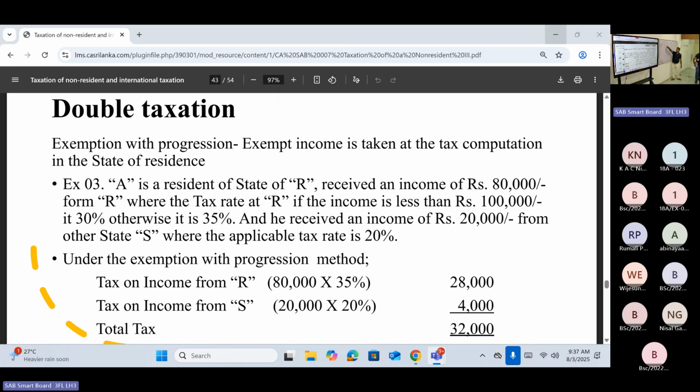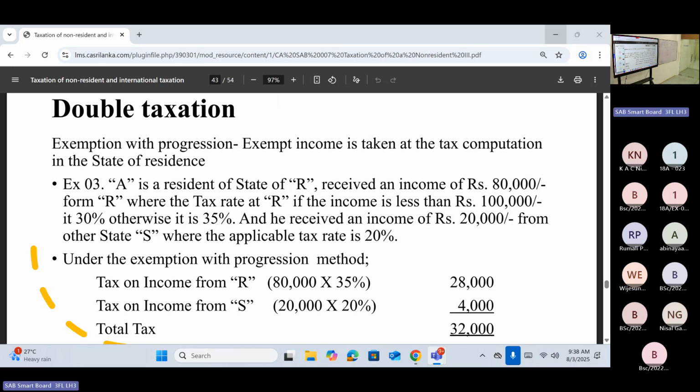Right? We are not taxing this 20,000, but to determine the tax rate, we consider that income. Only to determine the tax rate. That means we are not taxing that income, right? We are not taxing anything because it is exempt. But when we determine the tax rate, exempt income is always accounted for. The total earning is 100,000. Therefore, the 35% tax rate should be applied on the liable income only.